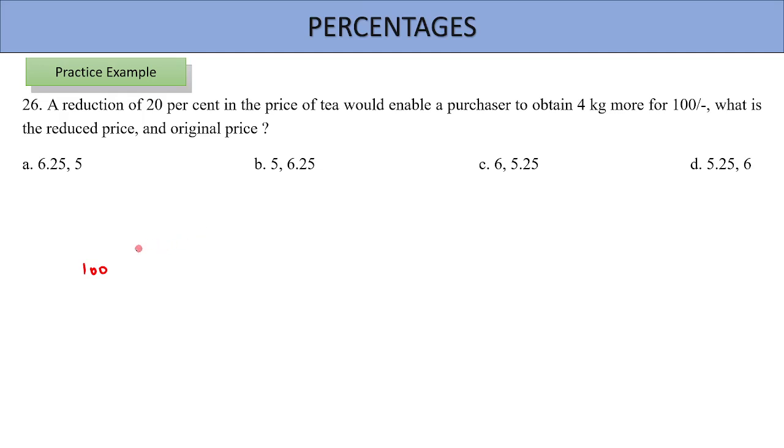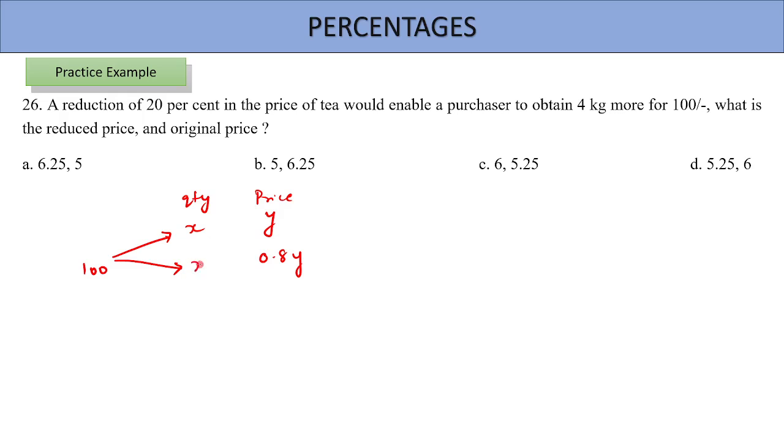There was 100 rupees. He is purchasing at some price and he is able to purchase X kg. Let's say we take quantity here and price here. Let's say he is purchasing at a price which is Y and the quantity was X. Now due to the reduction of 20% in the price, this price becomes 0.8 Y.